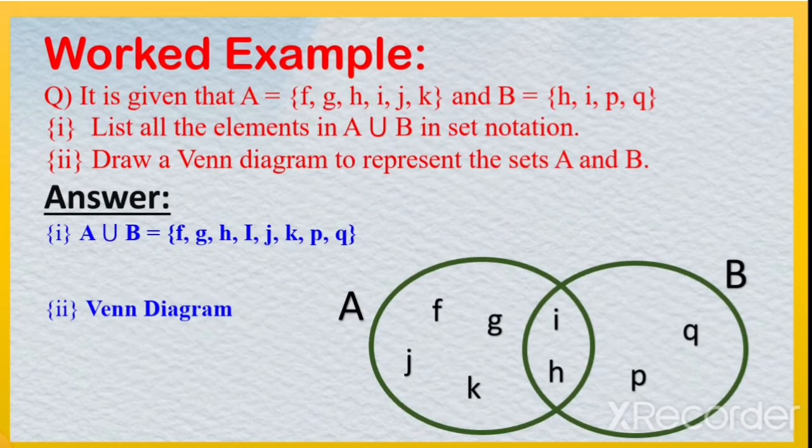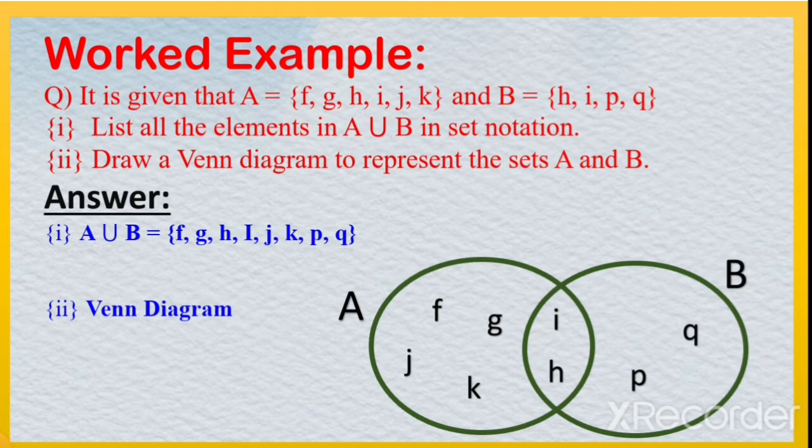Now there is a worked example for you. Question number 1. It is given that A equals {F, G, H, I, J, K} and B equals {H, I, P, Q}. The first part tells us to list all the elements in A union B in set notation. Second part, draw a Venn diagram to represent the sets A and B. Firstly, we have to solve the first part. A union B equals {F, G, H, I, J, K, P, Q}.